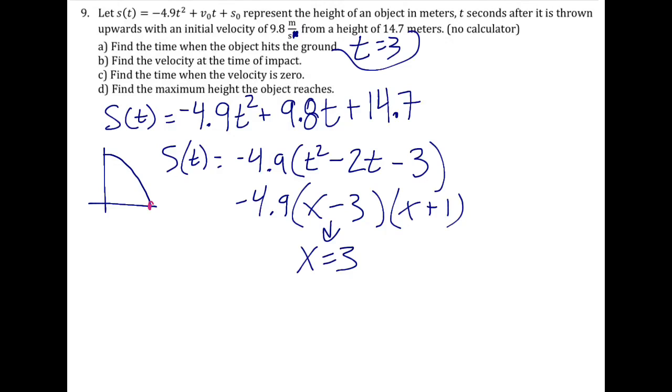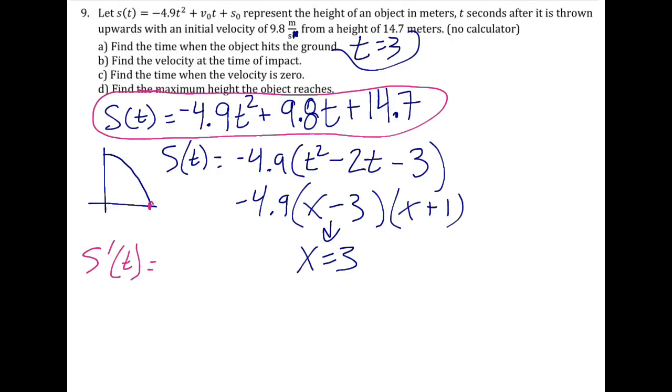Now find the velocity at the time of impact. Well, the time of impact is 3 seconds. It's when it hits the ground. And so we need to take the derivative of this function. So I'm going to take the derivative of the original function we wrote in standard form, because then I can just use the power rule. And so I'm going to get s prime of t, which is v of t, is going to equal 2 times negative 4.9, which is negative 9.8 t, plus 9.8 from that 9.8 t there. And then the derivative of 14.7 is 0, so that goes away.